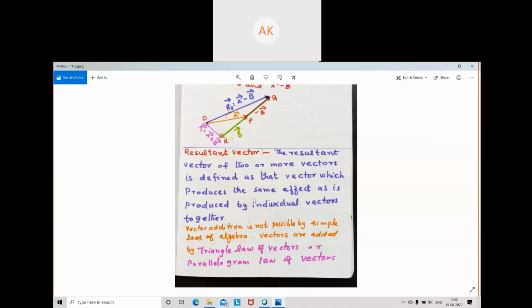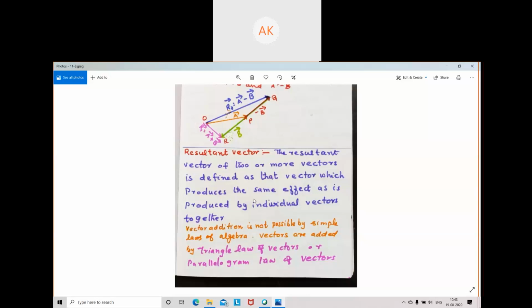So two individual forces are acting on it. Instead of that, if a single person applies force, and it moves in the same direction with 1 meter distance only, that is the resultant of those two forces. Instead of those two forces, a single force comes here. So that is also producing the same effect as the individual forces. So resultant force means it is the sum of those two forces. It produces the same effect as is produced by the individual forces.